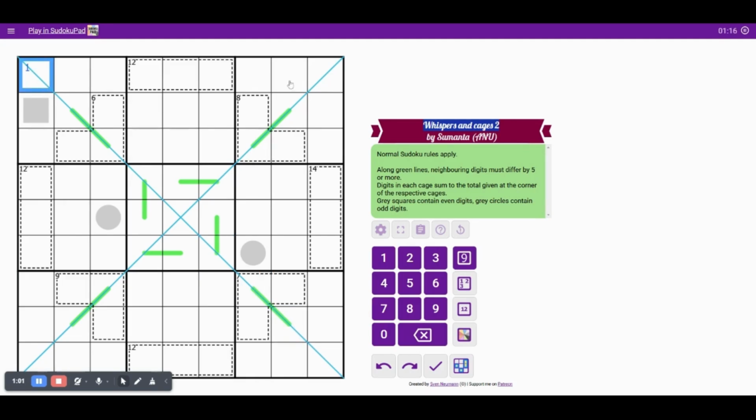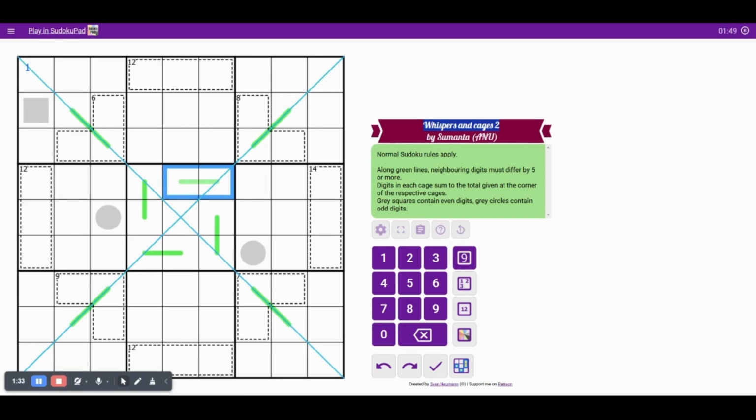Same thing is true for this other blue diagonal. So if this digit is 6, I will not have any more 6 in this diagonal as well. Next is these green lines. Along green lines, neighboring digits must differ by 5 or more. This is the typical German whisper rule. So if this digit is 2, this digit has to be 5 different from 2 or more. Then this can be 7, 8 or 9. But if this digit is 4, then I have only one option, this is 9.